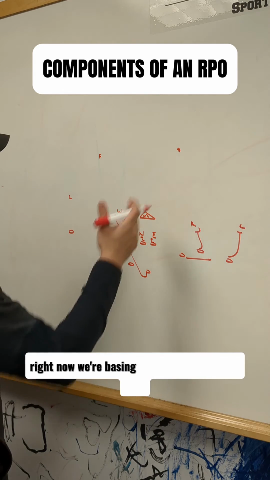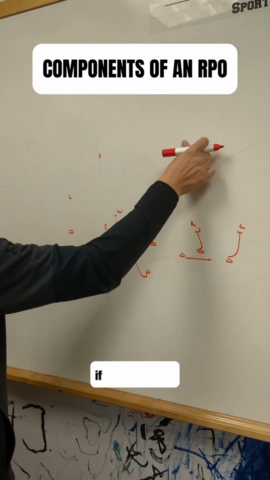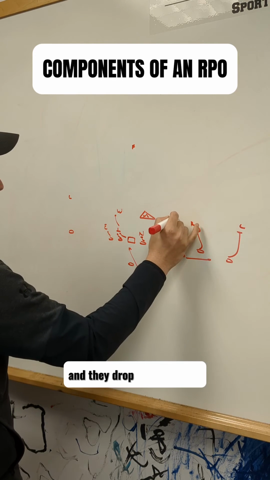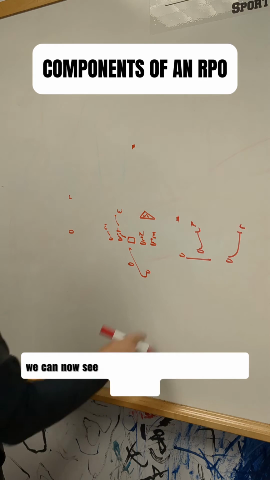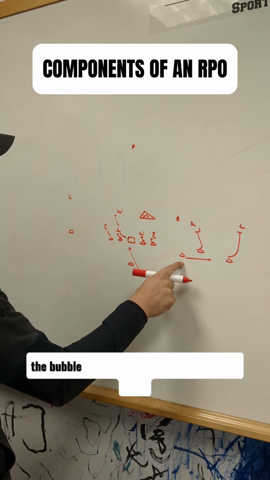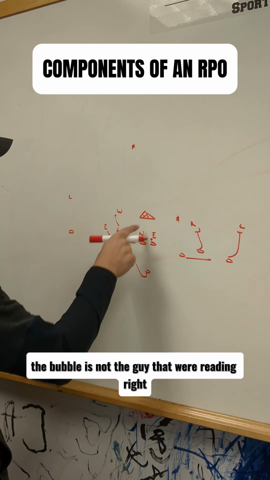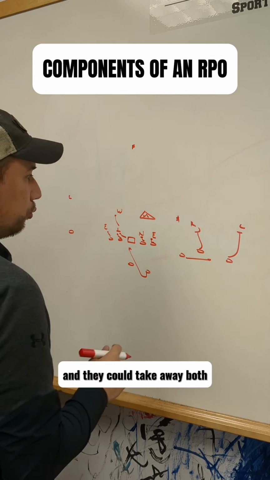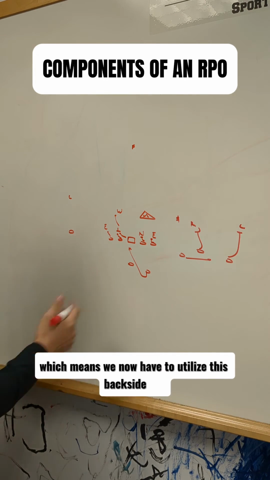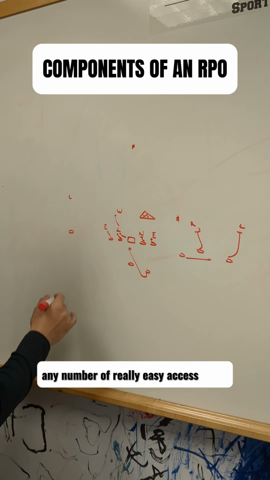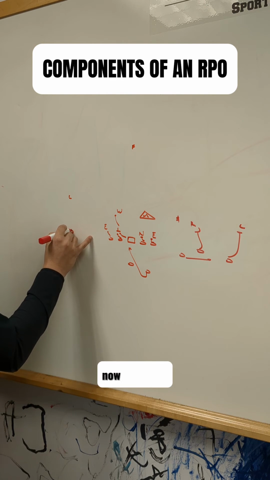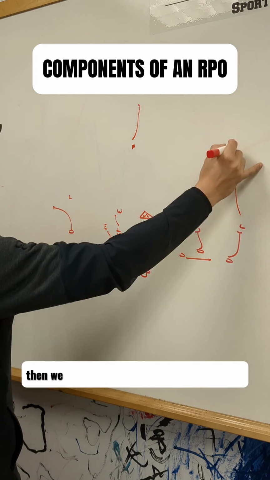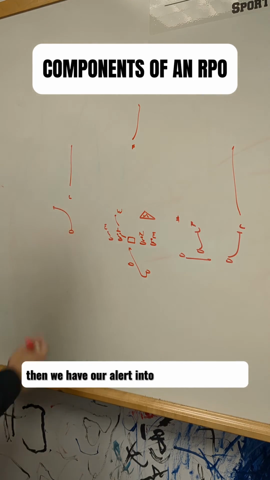Okay, right now we're basing this RPO off a 2-high look. If we get a 1-high look, like this team's going to spin to cover 3, and they drop this guy down, we can now see that the guy who's potentially covering the bubble is not the guy that we're reading, right? This guy can insert in the run, he can insert in the bubble, and they can take away both, which means we now have to utilize this backside guy. Any number of really easy access throws could function here. Right now we'll just put in an out. So if they're going to bail to cover 3, then we have our alert into the backside, right?